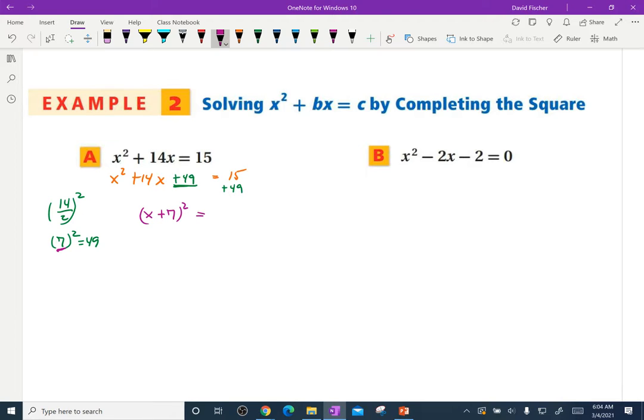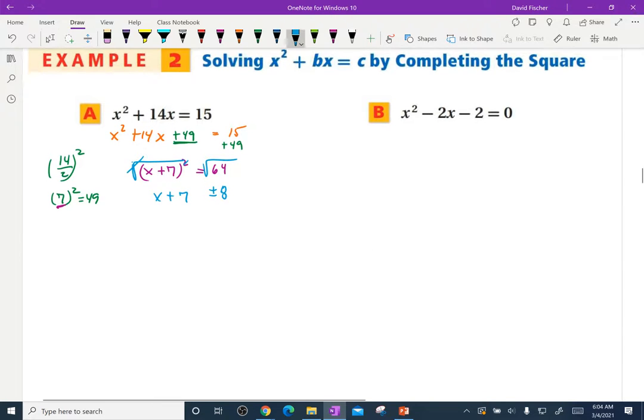That's 64. So now, to get rid of the square, which we did a couple problems like this yesterday, we're going to take the square root of both sides. And whenever I take the square root of both sides, remember I have a plus or minus 8, because the square root of 64 is 8. Over here, very important that you show that those cancel out. So we have x plus 7. My square canceled out my square root. So now we write the equation twice, just like we did yesterday. x plus 7 equals positive 8, and x plus 7 equals negative 8. Let's go ahead and finish solving it.